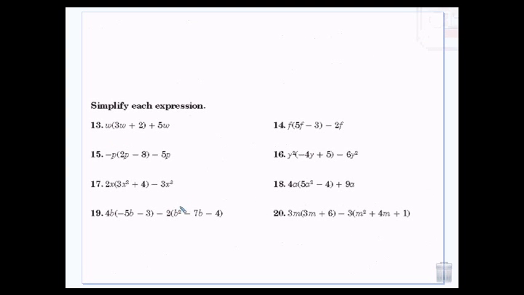Sometimes we do a combination of both. You have to multiply first and then collect like terms. So the first step is to distribute, which is to multiply. And then the second step is to add the like terms.